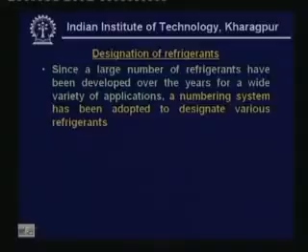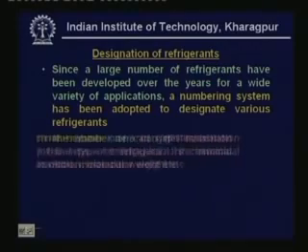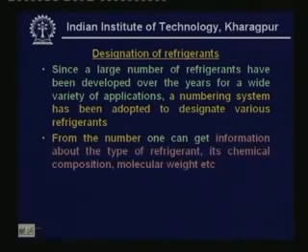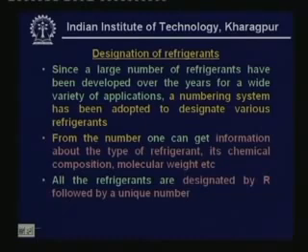If you know the number of the refrigerant, then you can get some very useful information regarding the refrigerant. From the number one can get information about the type of refrigerant, its chemical composition, molecular weight, etc. All the refrigerants are designated by R followed by a unique number.